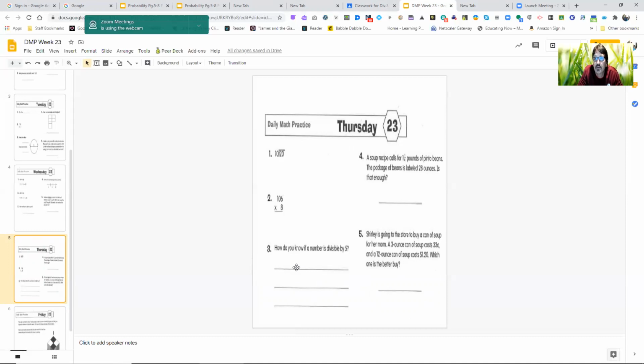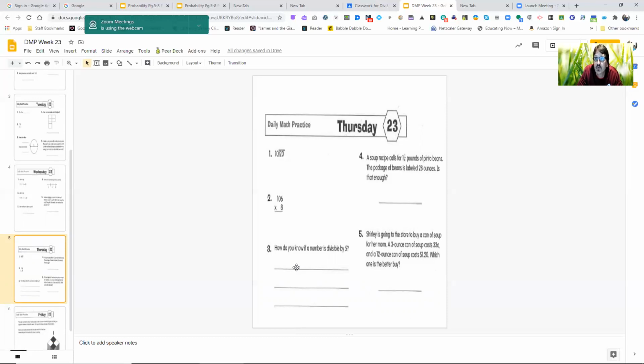A soup recipe calls for 1 1/4 pounds of pinto beans. The package of beans is labeled 28 ounces. Is that enough? Well, I'm going to give you a clue here because we don't use pounds, but we do sometimes for measuring in baking and things. But usually it's more of an American term. We use things like grams and whatnot. But a pound is equal to 16 ounces. So that's the clue there. A pound is equal to 16 ounces.